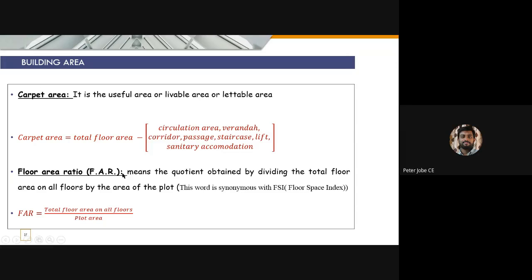And Sir, yeah, I'm sorry to interrupt. When we take the apartment area, like for a flat as such, what area do we take? Is it like floor area or carpet area?